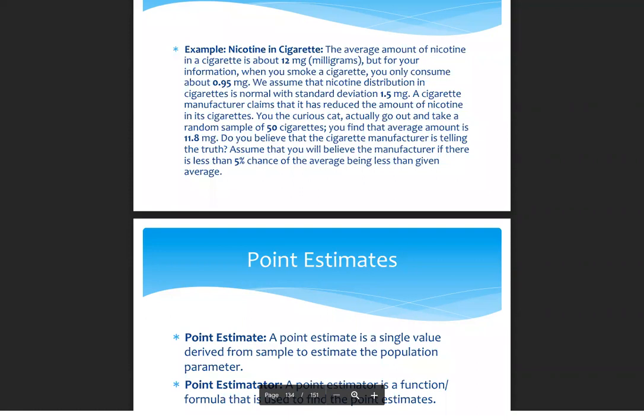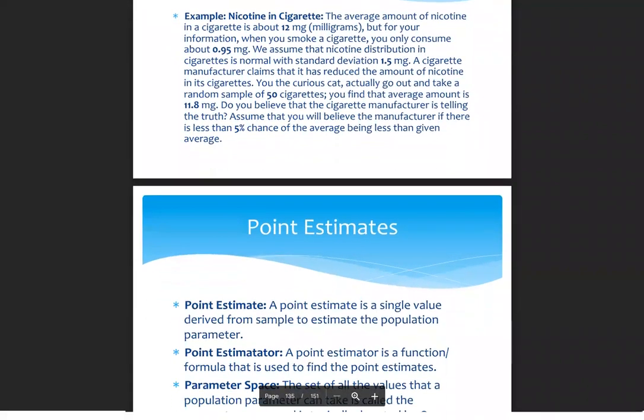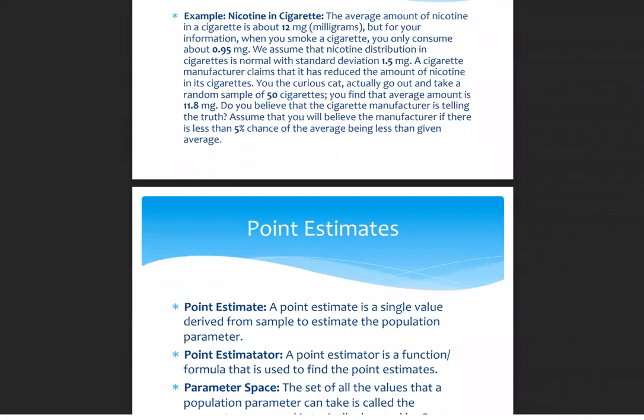Let me explain it to you in layman's terms, how an ordinary person would explain it. Let's say some cigarette company C is saying that we have reduced the amount of nicotine in our cigarettes. Because nicotine is bad, you want to consume less of it. They're claiming that. But you want to figure out, did they actually reduce it?